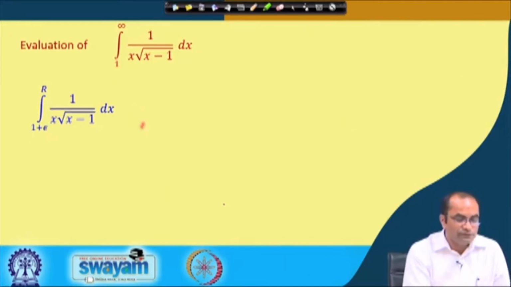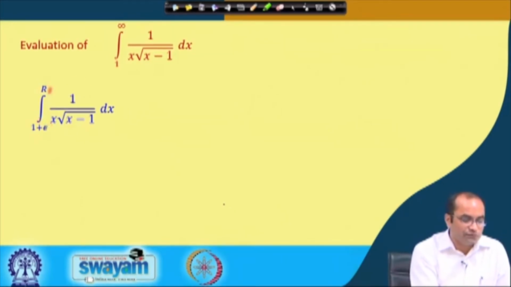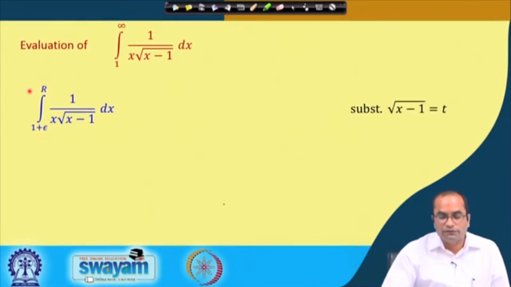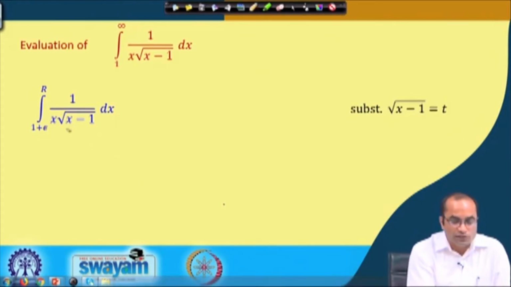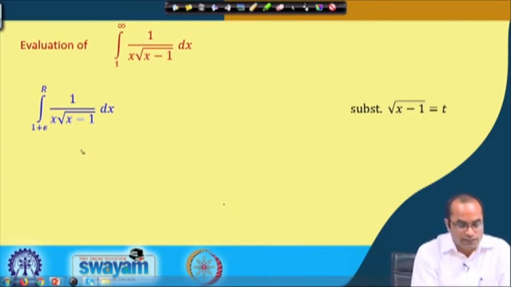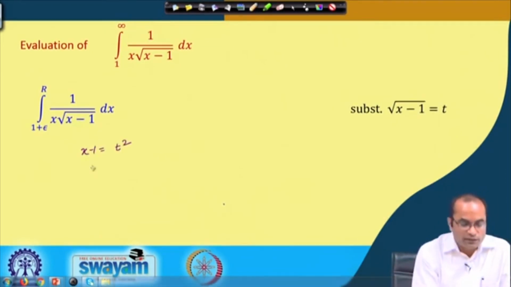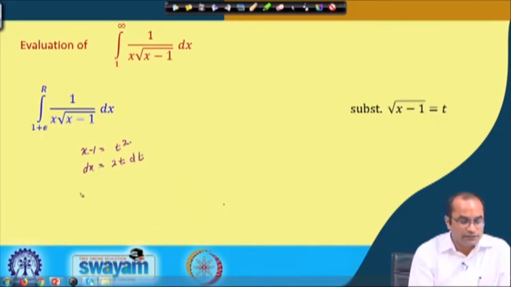Now, we will evaluate this integral first, because it is a proper integral. We have no problem at the lower end and also at the upper end. So, here we will substitute the square root of x minus 1 as t, and then we can easily evaluate this integral. By doing this substitution, we have x minus 1 equal to t squared. That means we have dx equal to 2t dt.